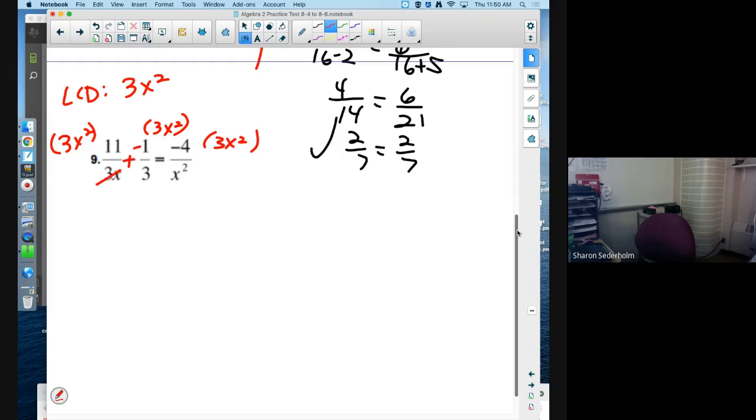Here, the 3 and 1 of the x's cancel out. So we have 1x left. x times 11, 11x. Here, the 3's cancel out, and we have negative 1 and x squared. So minus x squared. Here, the x squareds cancel out, and we have negative 4 times 3, which is negative 12. And that doesn't look like the answer that we had for problem 7 at this point.